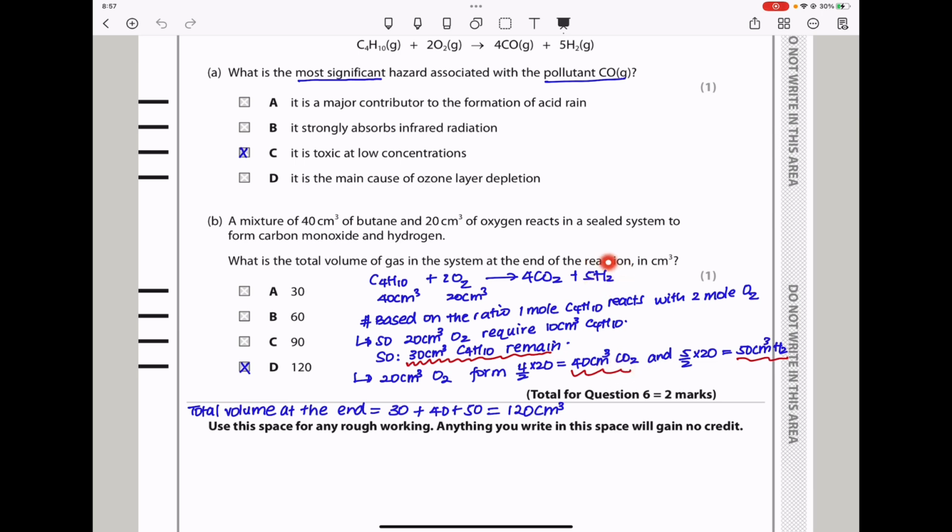And then the volume of hydrogen is going to be 5 divided by 2 times 20, which gave me 50 centimeters cubed of hydrogen. Now to find the total volume of gas, I have to add that, plus that, plus that, which gave me 120 centimeters cubed, and my answer here should be D.